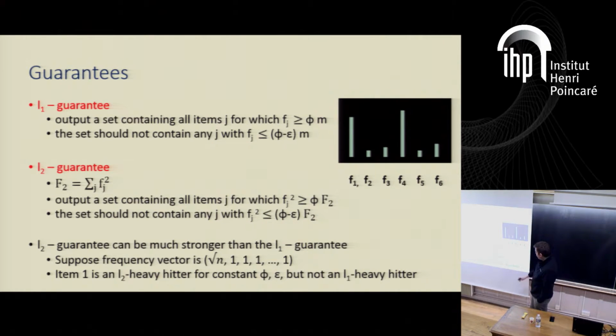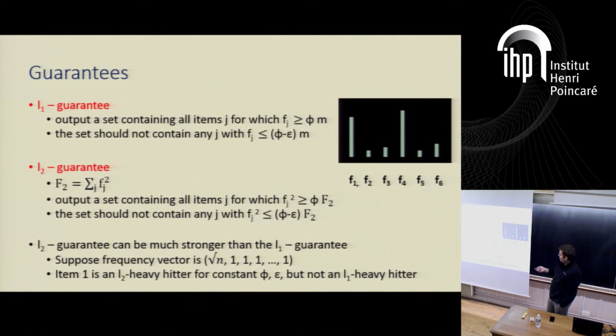On the other hand, for the L1 guarantee, this frequency is only root n, and the sum of the frequencies is about n. So I'd really have to set phi to be very small, like 1 over root n, to guarantee I find this with the L1 guarantee.